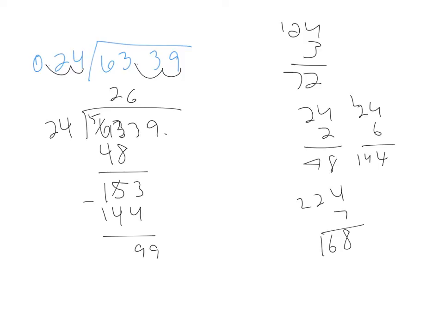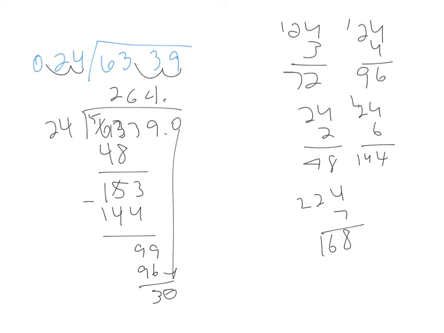99. 24 into 99. I'm going to go back and look. I've got a 3 here. 24 times 4 is 96. Okay, I'm going to have to put that decimal point up. There's that 0 I brought down. It's going to be 1. 30 minus 24 is going to give me a 6.